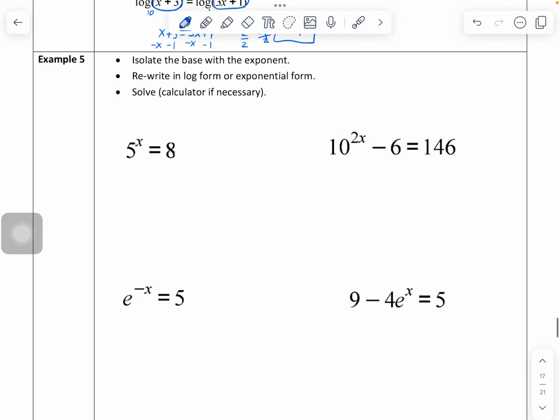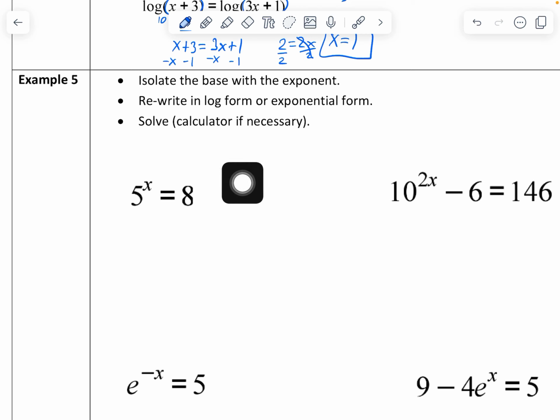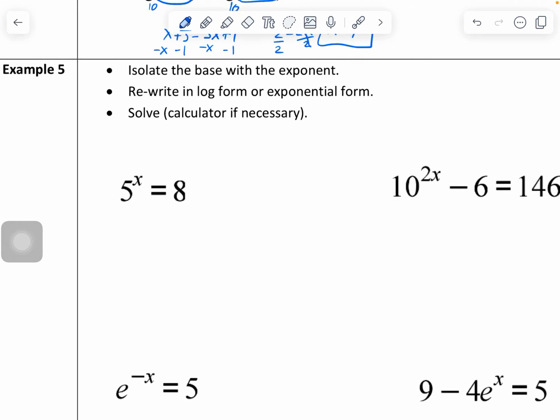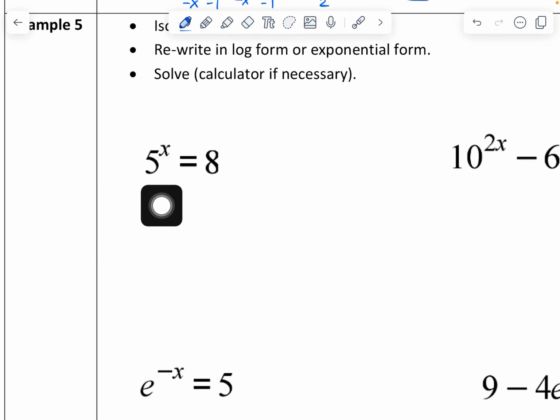On to the new part. So these are going to look a little intense, but after you practice a few of them, they're not so bad with the solving. Our goal is always to isolate the base with the exponent, if we're talking about an exponential equation, and then rewrite it in the log form, and it should be a lot easier. And we're going to use our calculator for a lot of these. So this one, 5 to the x power, that would have to be a decimal because there's not a nice way to go from 5 to 8. So if we rewrite this as a log, it would be log base 5 of 8 equals x.